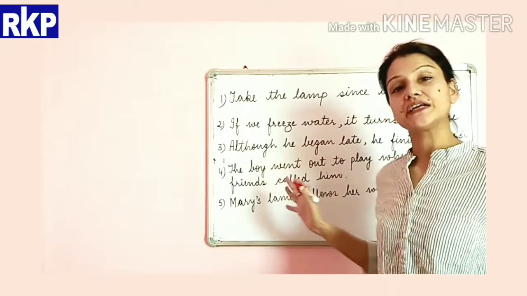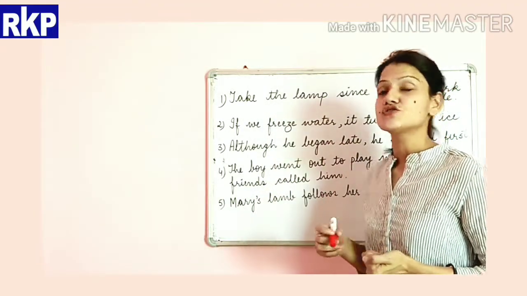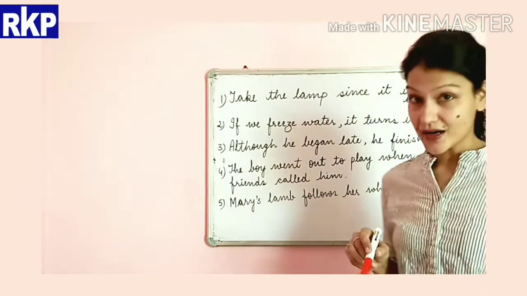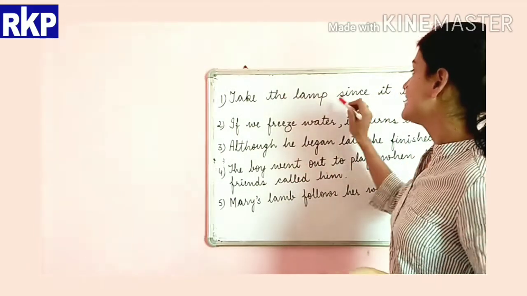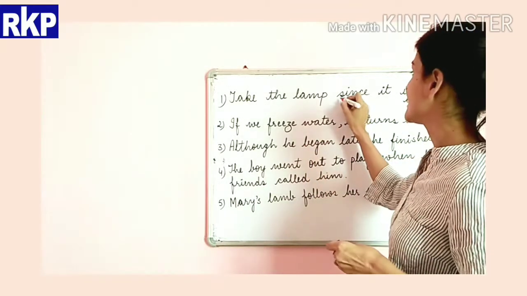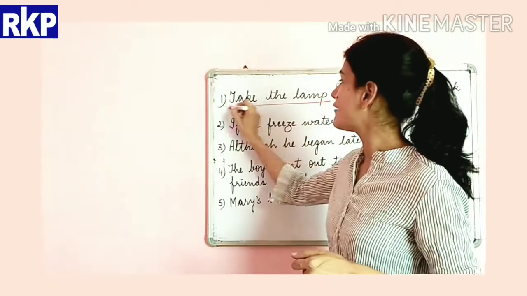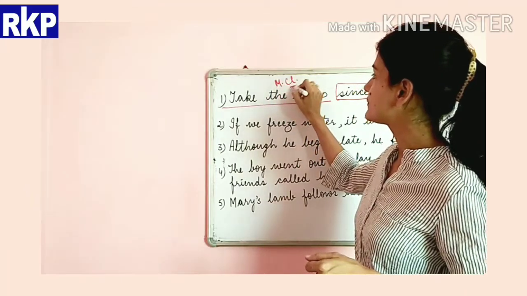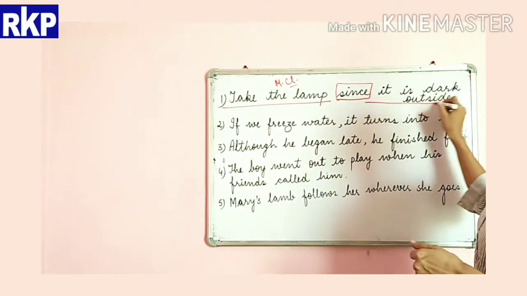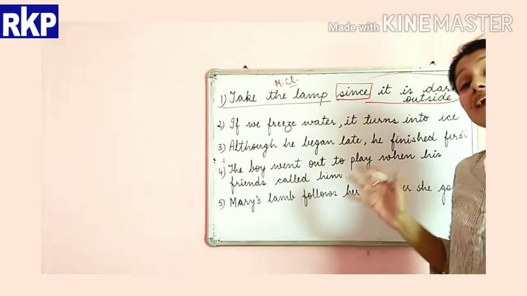Alright students, I have written 5 sentences here in which we have an adverb clause. Let's read the first sentence. Take the lamp since it is dark outside. Now where is the subordinating conjunction? This is our subordinating conjunction, and "take the lamp" is our main clause. This is our main clause, this is our subordinating conjunction, and this is the subordinate clause, or dependent clause.